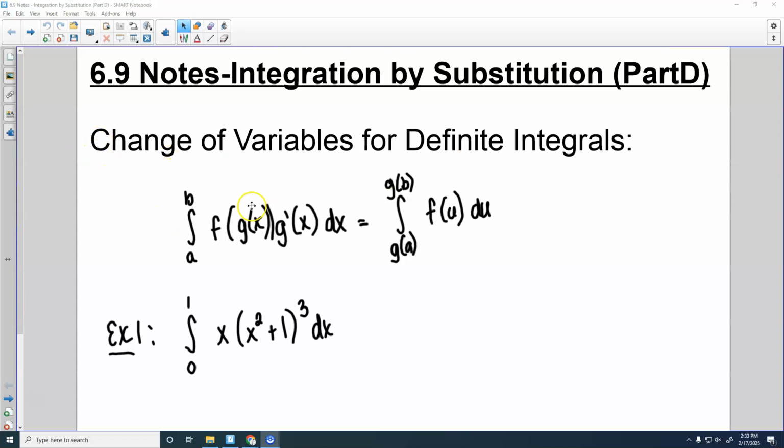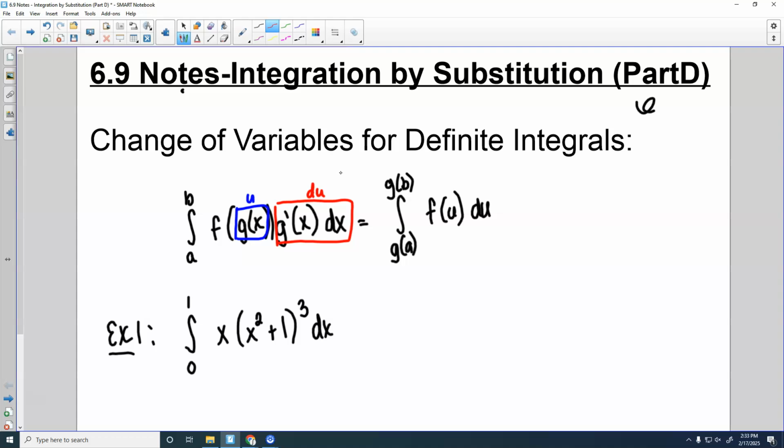With definite integrals, you can change the variable. So if you see here, we have the integral from a to b of f of g of x times g prime of x dx. In this case right here, your g of x would be your u, and your g prime of x dx, that would be your du.